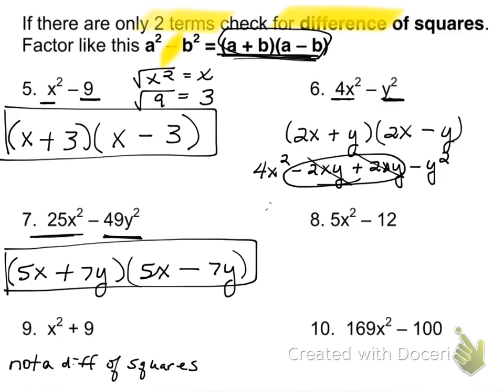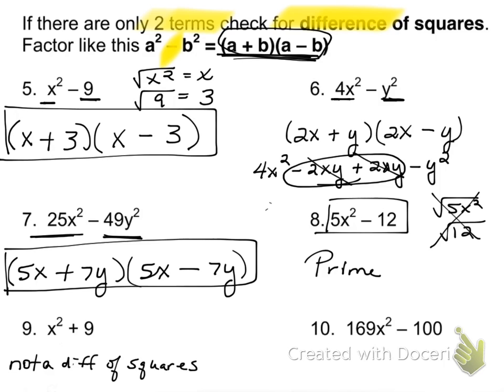All right, looking at 8. We have two terms. We have a minus sign. But I can't take the square root of 5x squared, and I can't take the square root of 12 and get a nice even whole number answer. I would get a decimal or a fraction or something. So since I can't take the square root of it, I would just have to leave it just like this. And there's no greatest common factor. So my answer is just 5x squared minus 12. It's prime. For right now, we're just going to call those prime if you can't factor them.